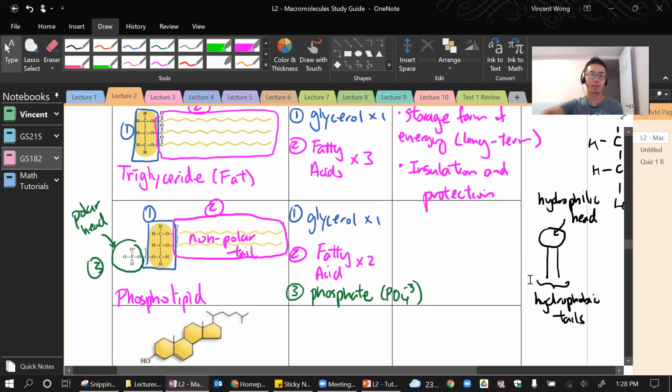So what do we need phospholipids for in the body? Well, they are a major component of cell membrane. That's correct. Cell membrane. We'll learn more about that, I think, in lecture 4.